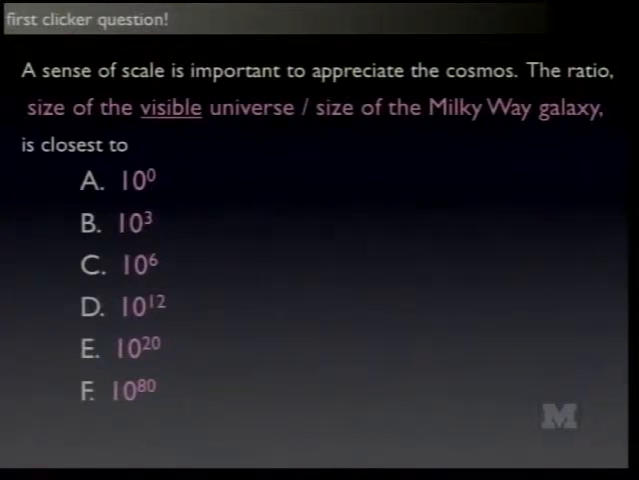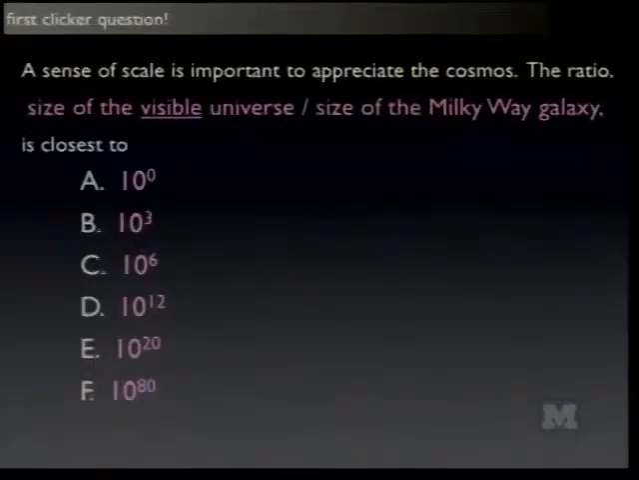Photons travel at a finite speed, so there's a finite size that we can address observationally. That's what I want to call the visible universe, and that's why I underline visible there. What is the ratio of the size of the visible universe to the size of our home Milky Way galaxy? Okay? And let me remind you about powers of 10.